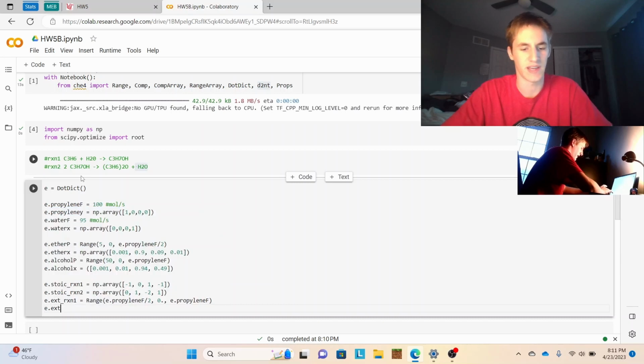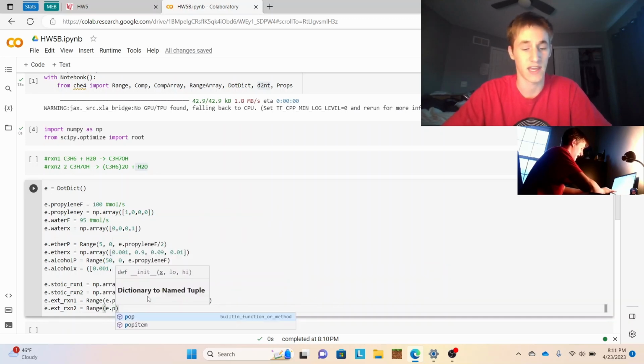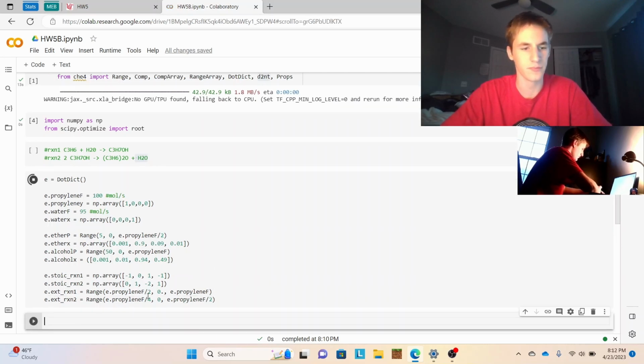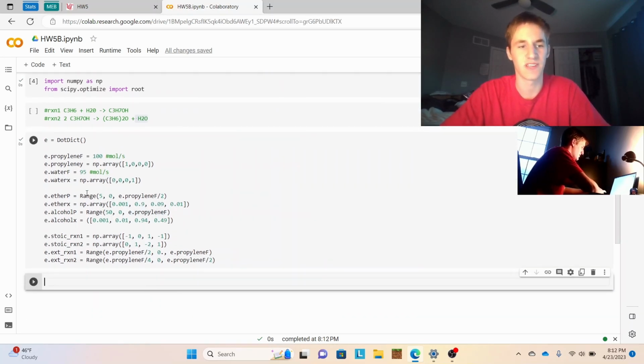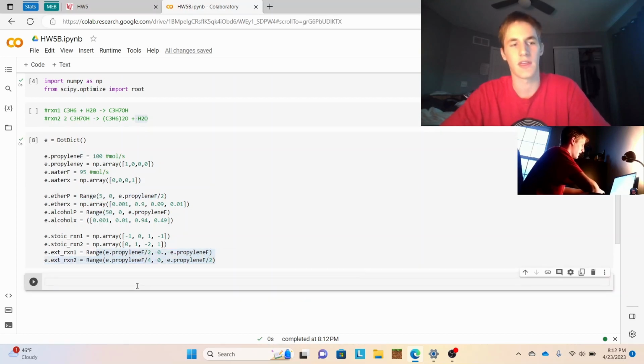And then our reaction 2, this one, we actually need 2 propylene for each ether. So I'm going to use the same values in my range except halved. So our initial guess will be propylene feed over 4, and then our maximum is our propylene feed over 2. So now I have all of my variables here, right? We have our 4 unknowns, and so now we need to write in our 4 equations.